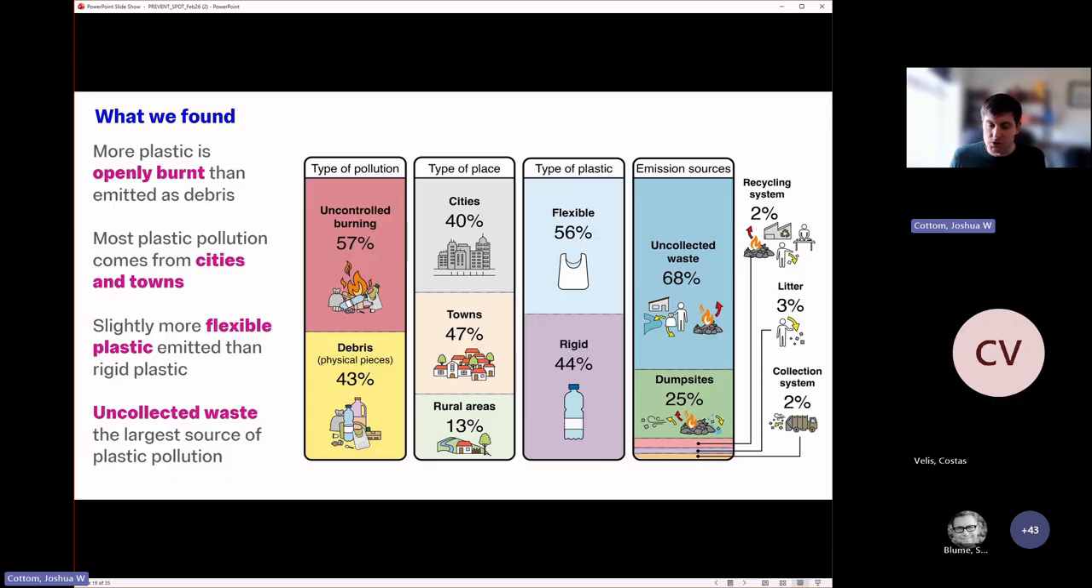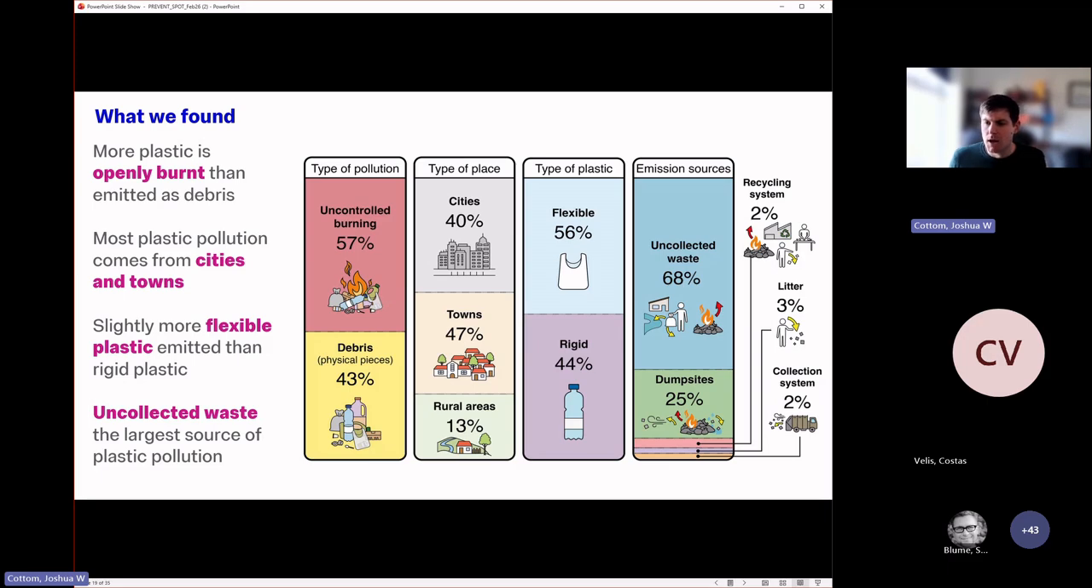The second largest source that we found was dump sites. Some of this was due to windblown leakage and surface runoff, but by far the largest part from the dump sites comes from open burning that was occurring at those dump sites. The other emission sources, in terms of the recycling system, the littering and the collection system, were all relatively small in comparison, but these can be hotspots in certain regions, and I'll show that a bit later.